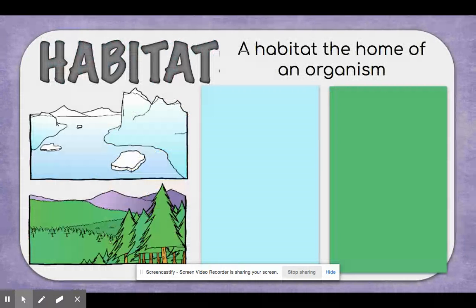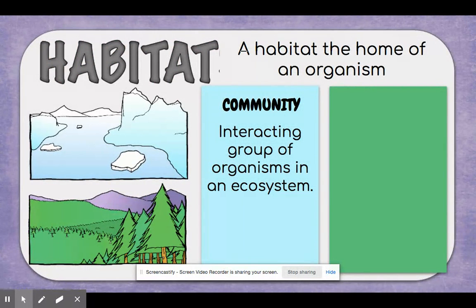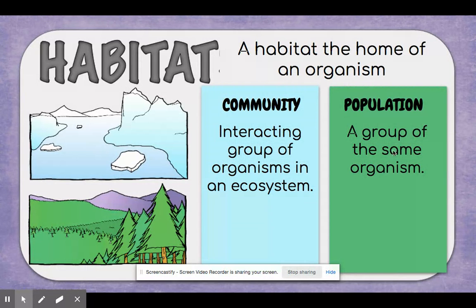Habitat means home. Habitat, home. Population is a group of the same organisms in that area, where a community is all of the organisms that live in that area.